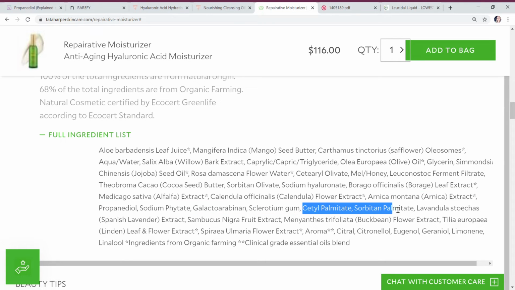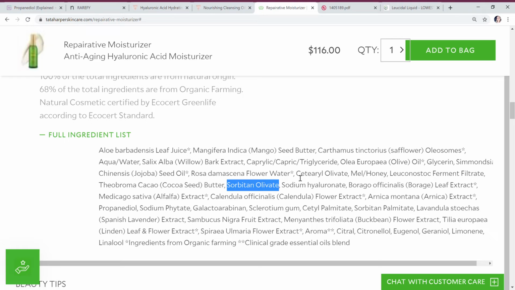And then we have two more of these chemical names, cetyl palmitate and sorbitan palmitate. So now I'm going to be talking about these other chemical names up here, the cetyl olivate and the sorbitan olivate. So cetyl olivate and sorbitan olivate are the ingredients that make up an emulsifier called Olivem 1000. Olivem 1000 is a combination of these two ingredients.